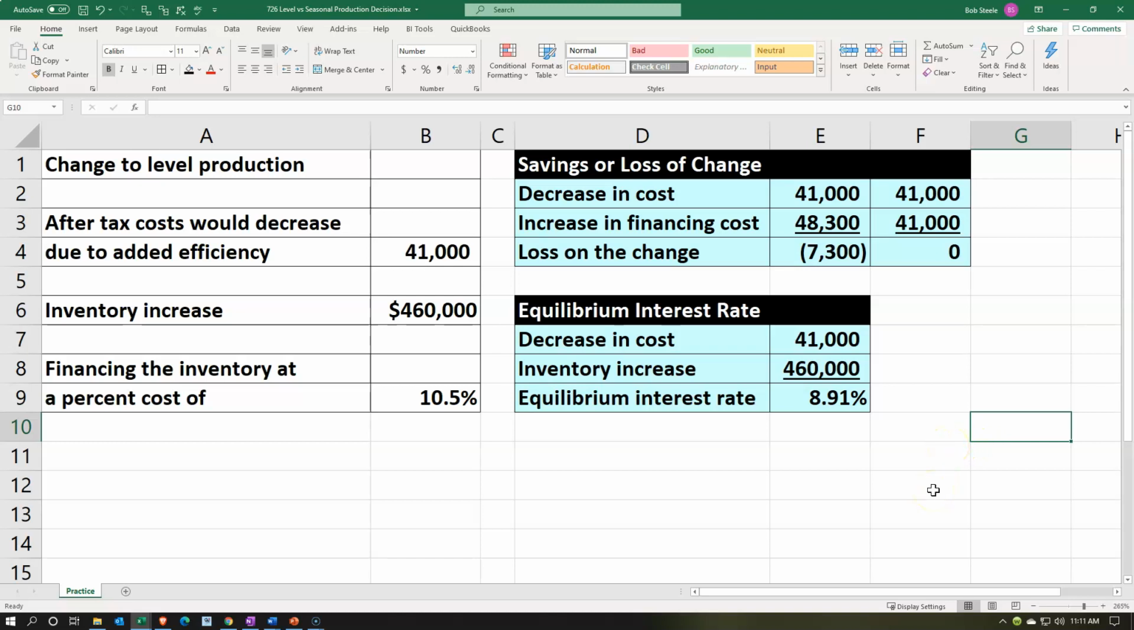So that's a simplified process for us to think about this decision. Would it make sense for us to have a seasonal production, or would it make sense from a cost perspective to have a more level production? And so you can start to think through the factors that would be involved in that.